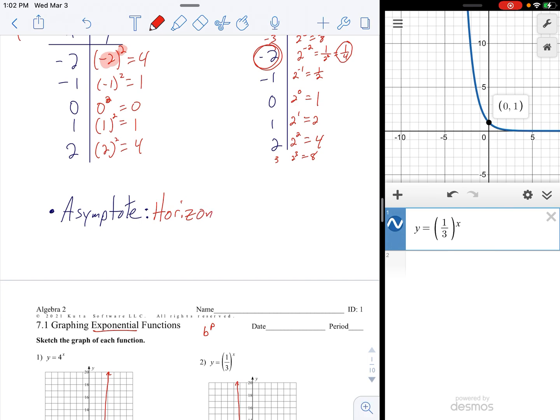So we're only going to worry about what's called the horizontal asymptote. It's a line. It's not actually part of the graph.